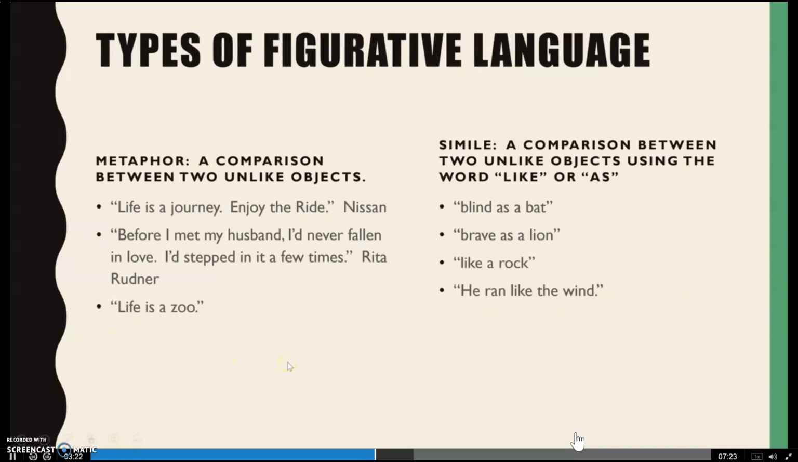There's 4 types of figurative language. The first one is a metaphor. So a metaphor is when you compare two things that really aren't alike. So here's some quotes. Metaphor. It says, life is a journey, enjoy the ride.